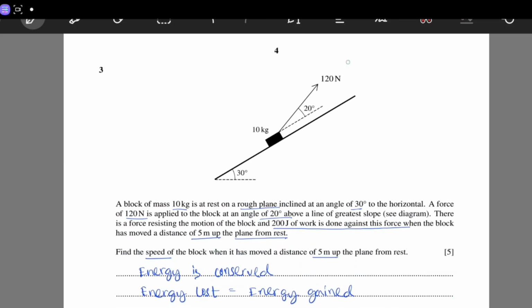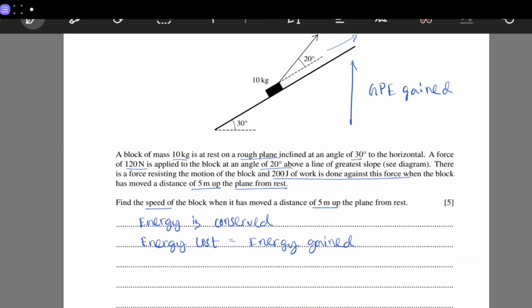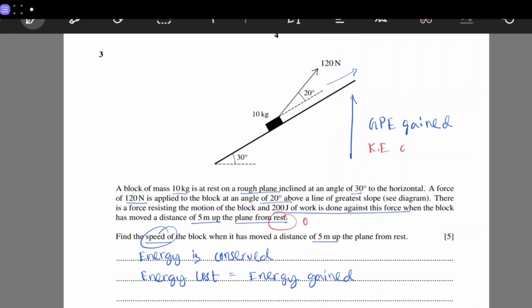Let's look at the diagram. A 120 Newton force is dragging the block upwards. So since it's moving up, GPE is gained. So that is 1. Since the speed of the block is increasing from rest, since at rest it's 0, we can also say that kinetic energy is also gained. And then 200 joules of work is done against friction. So work is done against resistance. So I can say this one, 200, work done against the resistance.